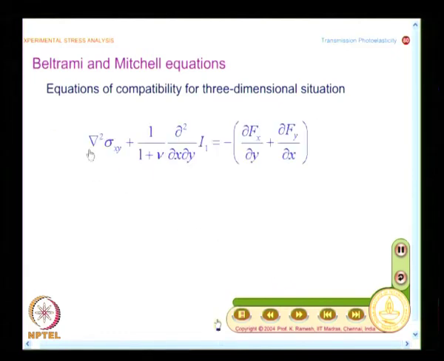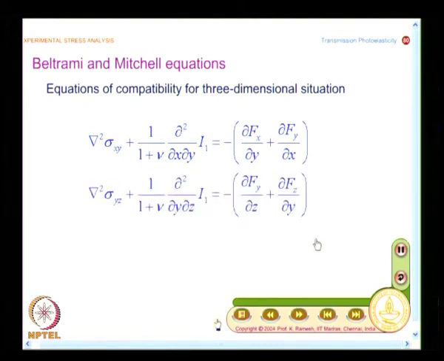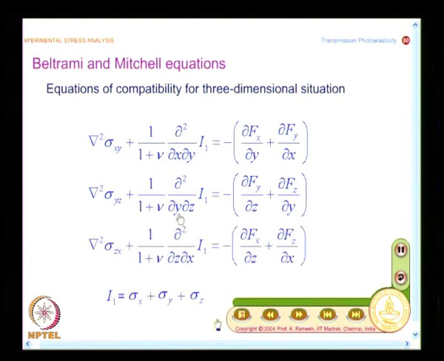The first equation looks in this form: del squared sigma xy plus 1 by 1 plus nu, dou squared by dou x dou y of I1, equal to minus of (dou fx by dou y plus dou fy by dou x). So, you will have 2 more equations which you can look at, but you can easily fill them up from the symmetry of these symbols. By looking at this cyclically changing, you will be able to get this, and you have I1 as sigma x plus sigma y plus sigma z.